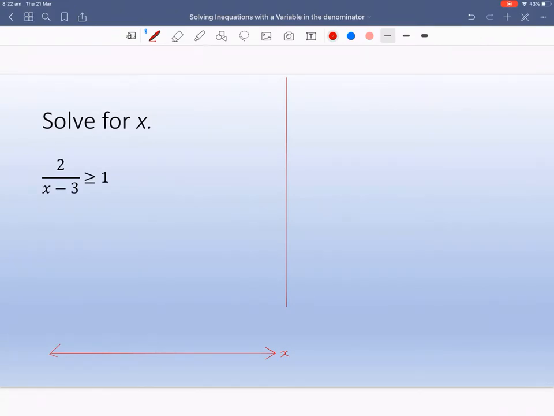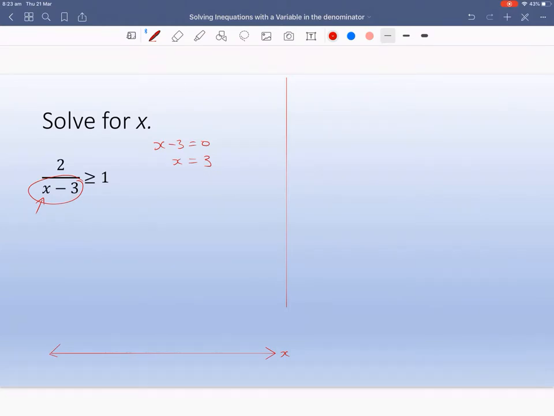So the first critical value we can see straight away, and it's right here. X cannot be 3, okay? Why? Because the Cookie Monster gets upset, we get a 0 at the bottom of the denominator. Essentially what we're doing is that we're equating the bottom of the fraction to 0. X minus 3 equals 0, therefore x equals 3. So that's our first critical value.